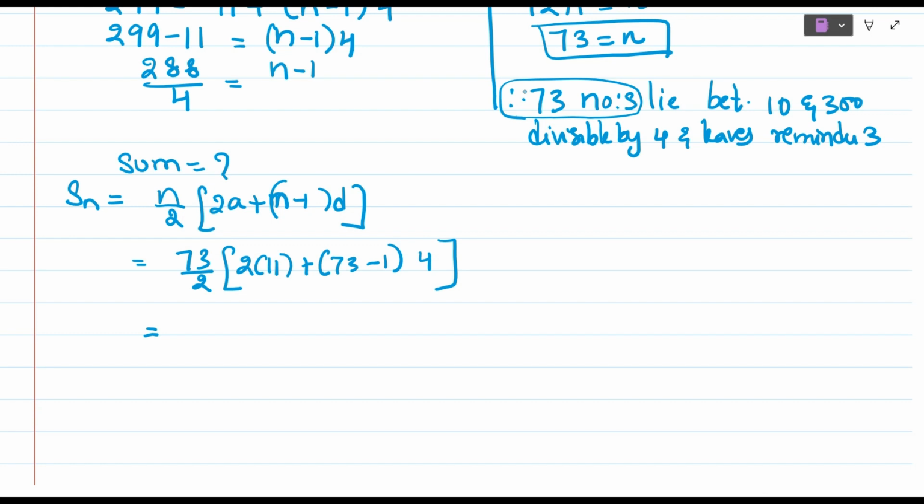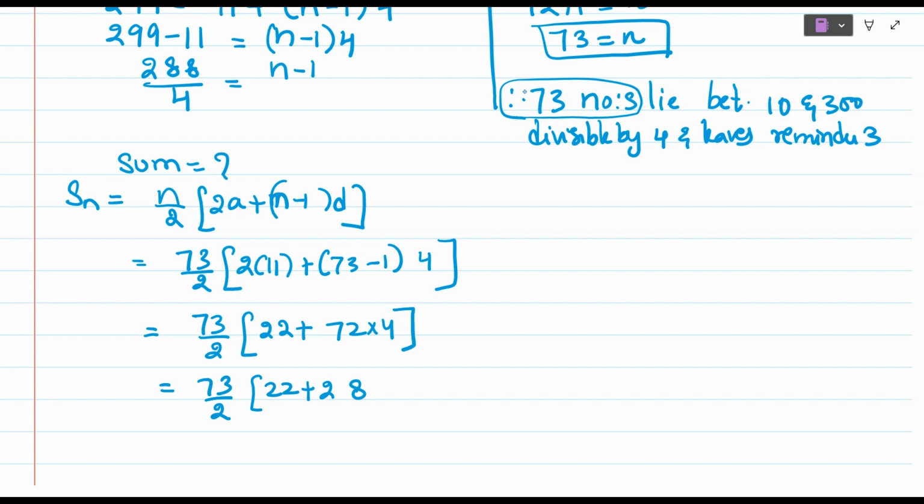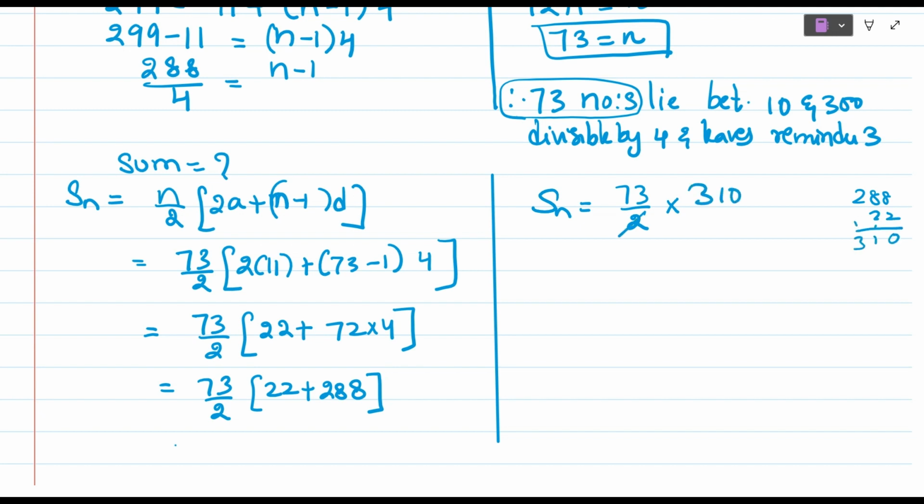Okay, students. So 73 divided by 2 into 22 plus 72 into 4. Solve this, students. 73 divided by 2, I am going to keep as it is. So 22 plus 4 2s are 8, 4 7s are 28. Okay. So Sn, sum of n terms, is equal to 73 by 2 into 288 plus 22. How much, students? 310.